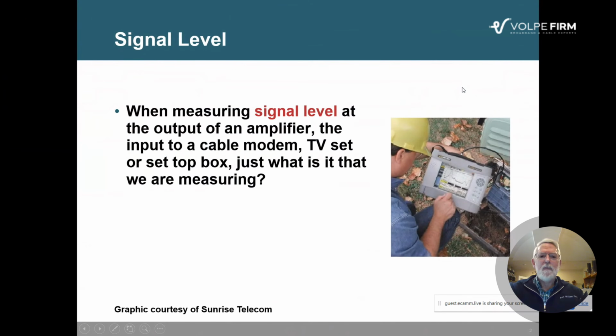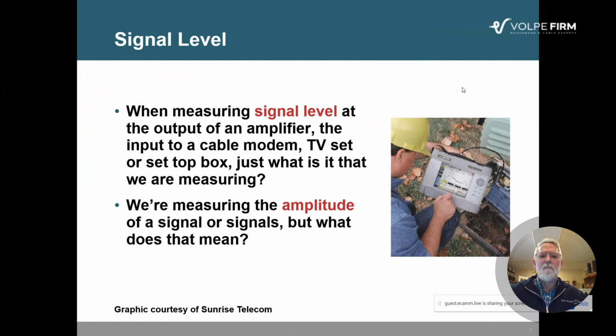What is a signal level, Ron? Well, when measuring signal level at a tap or the input to a modem or the input or output of an amplifier, what is it? What the heck are we measuring? Well, the simple answer is we're measuring the amplitude of that signal. But what's that mean? So I think to understand that, it helps to start with some basics.